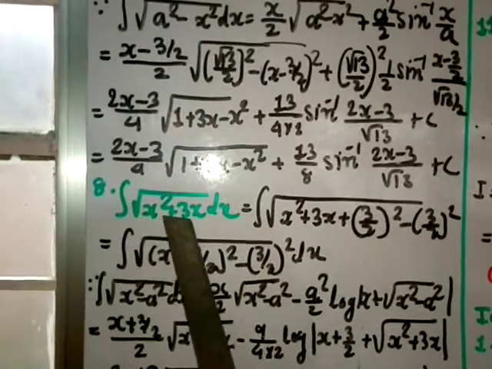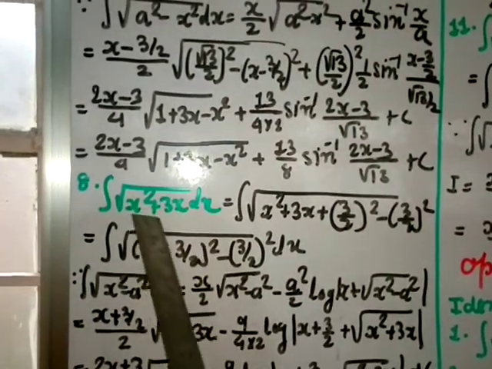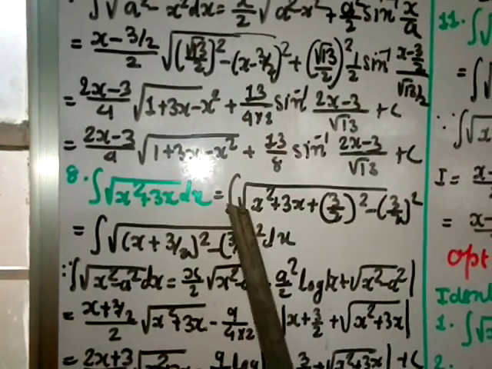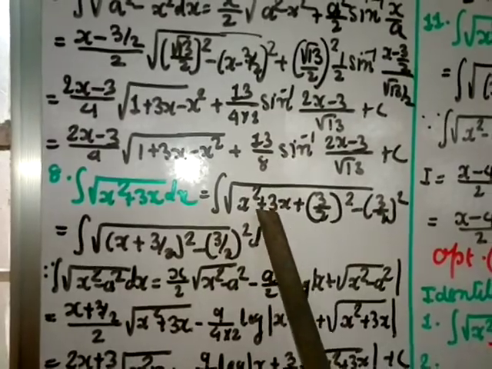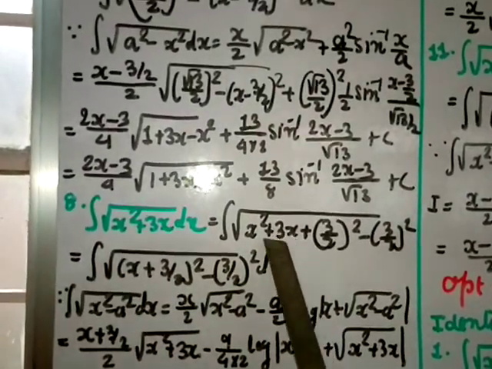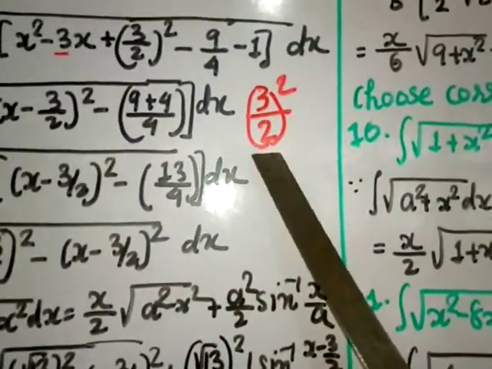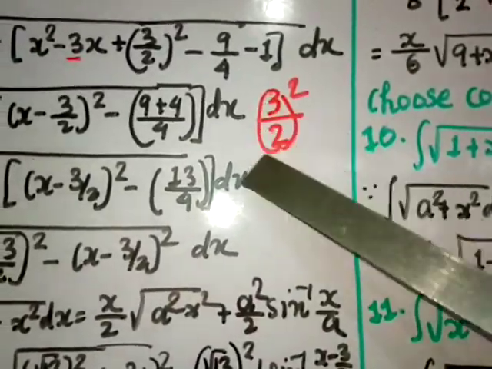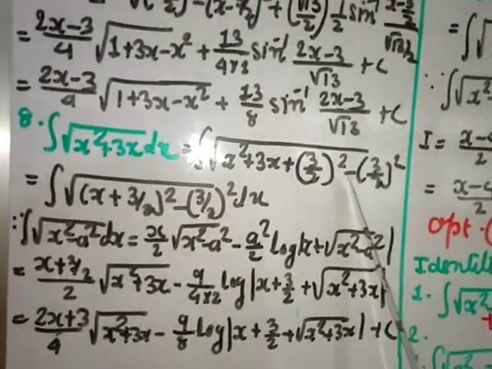Question number 8. Integral square root of x square plus 3x dx. Here also we have to make a perfect square. So, integral square root of x square plus 3x. Again you will take the coefficient of x, which is 3. So take 3 out, divide by 2, so you get 3 by 2. You cannot cut, so 3 by 2 square you have to add and minus. So 3 by 2 square added and minus 3 by 2 whole square.